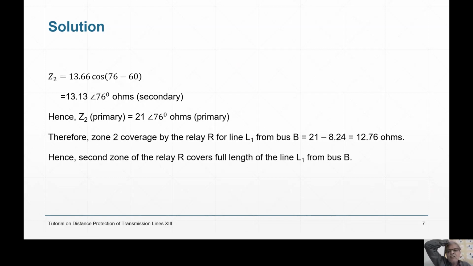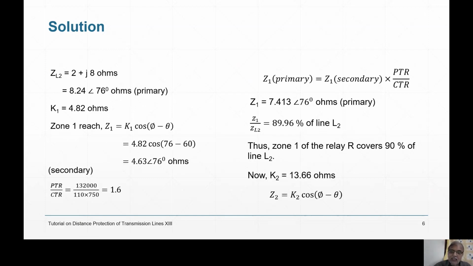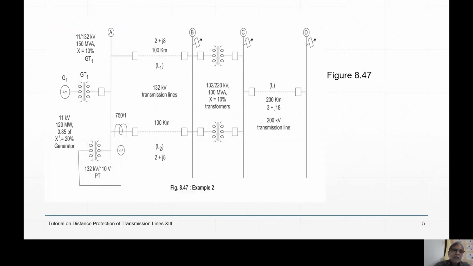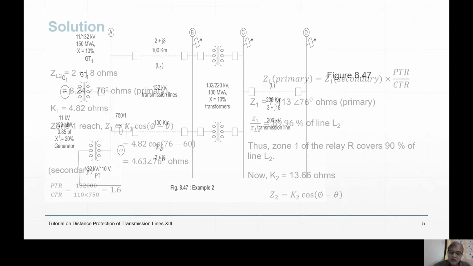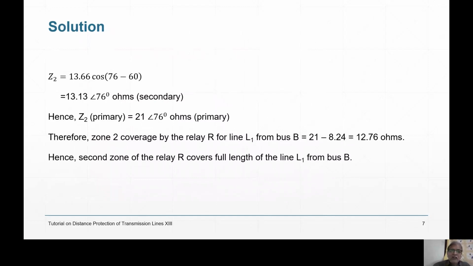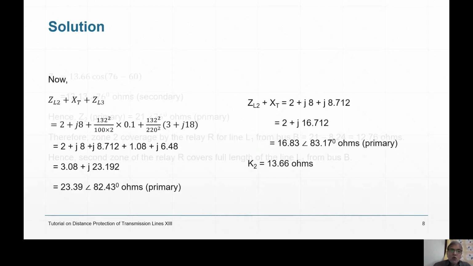But obviously line L1 is also 8.24. So it is not so that it covers the full line length L1, but it goes into GT1 also, so to say, rightly to say. So as far as line L1 is concerned, it is covering full line length L1 in zone 2 by relay R.